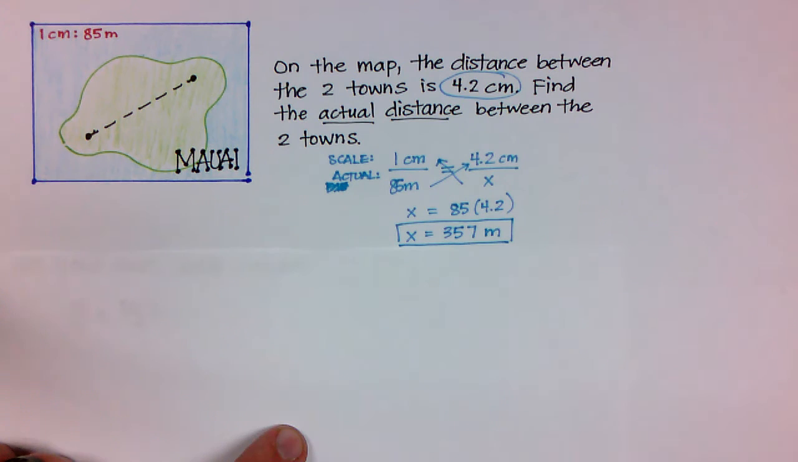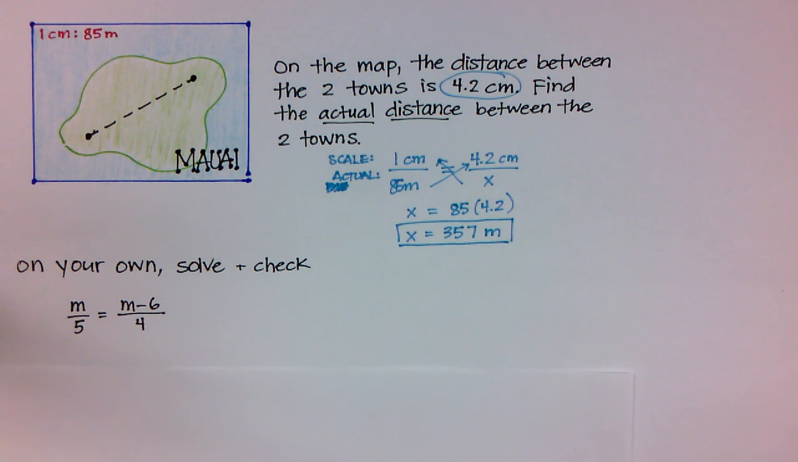So to finish us off on your own, I have one proportion for you. M over 5 is equal to m minus 6 divided by 4. And I want you to solve this, and I also want you to check it, and then we'll see what you get when you come back to class.